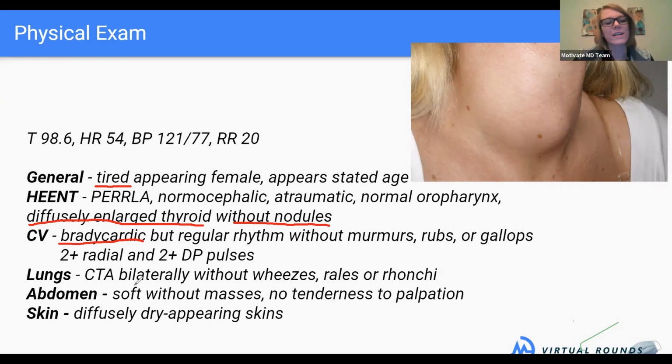All right. Her lung exam is normal. Her abdomen is normal. And we have dry appearing skin. Is this significant, or does she just not have time also for a lotion? Somebody let me know real quick before we go on to the next slide. It's significant. Good.